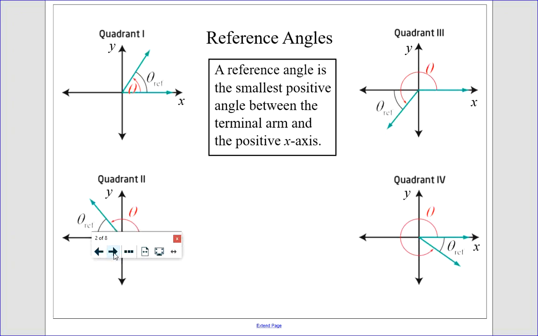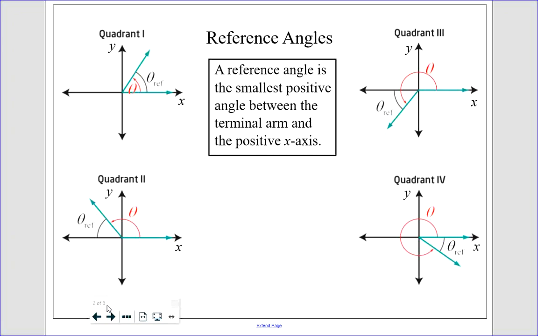A reference angle is the angle between the terminal arm and the x-axis with the shortest possible path. It doesn't matter which direction you're talking about. So when you have a rotation angle, which I've given as a red theta in quadrant 1, the reference angle is that same angle. But again, a rotation angle has a direction. A reference angle does not.